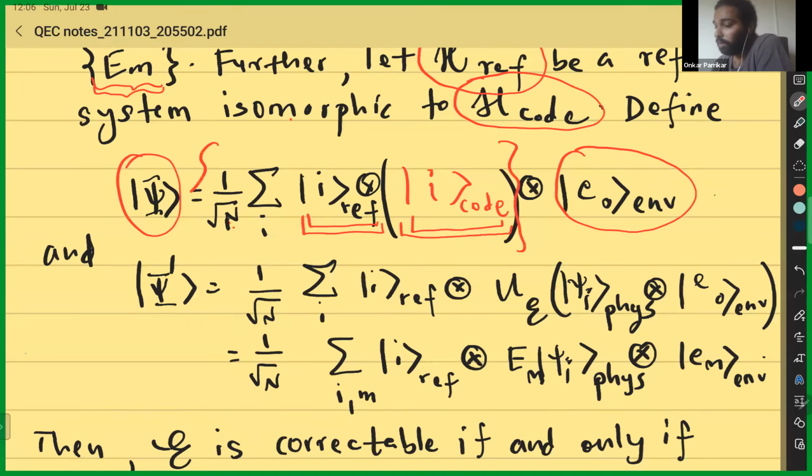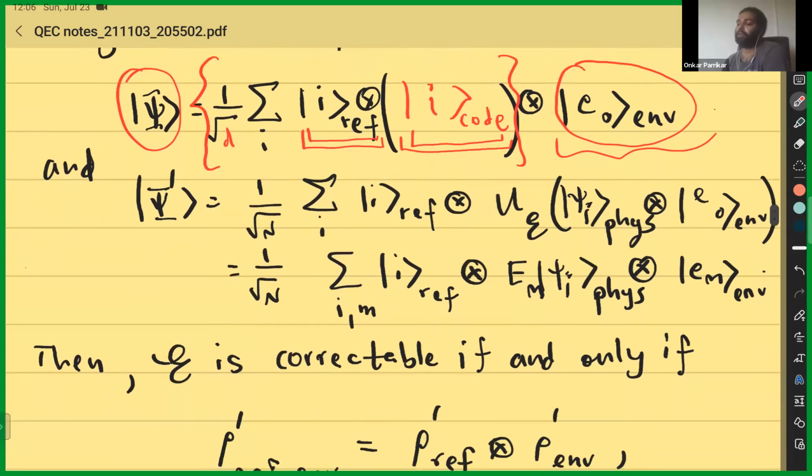So this is one state, and then the environment is just sitting on its own. It's not doing anything right now. So think of this as what you're doing: you're preparing a maximally entangled state on your code subspace. This is the state before interactions with the environment.